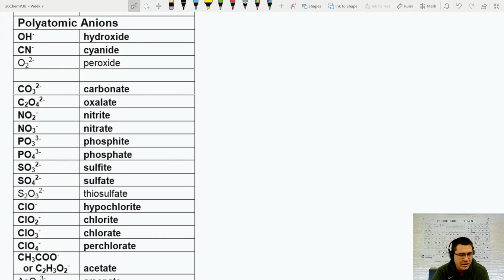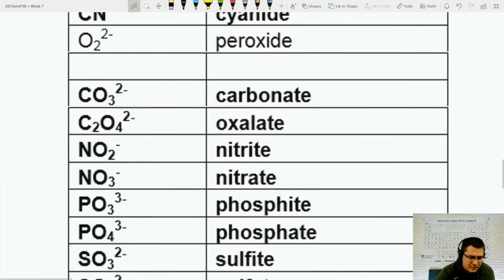Well, these polyatomic ions are made of more than one element. So for example, carbonate is made of carbon and oxygen. It's actually made of one carbon atom and 3 oxygen atoms. Or nitrite is made of one nitrogen and 2 oxygen atoms. These ions still do have charges. So carbonate has a 2 negative charge. Nitrite has a 1 minus charge.